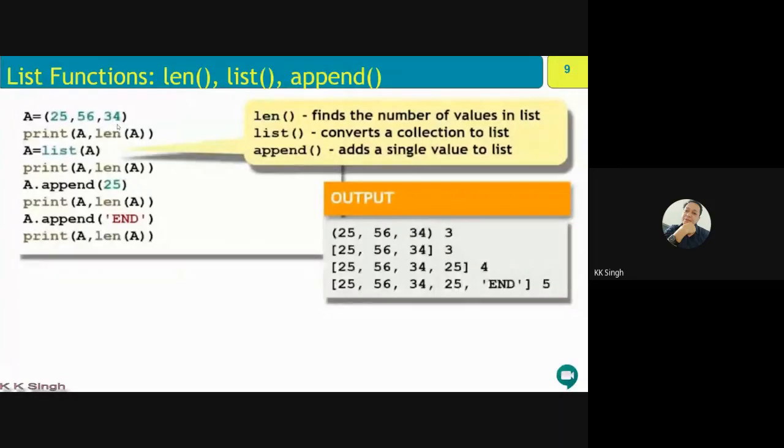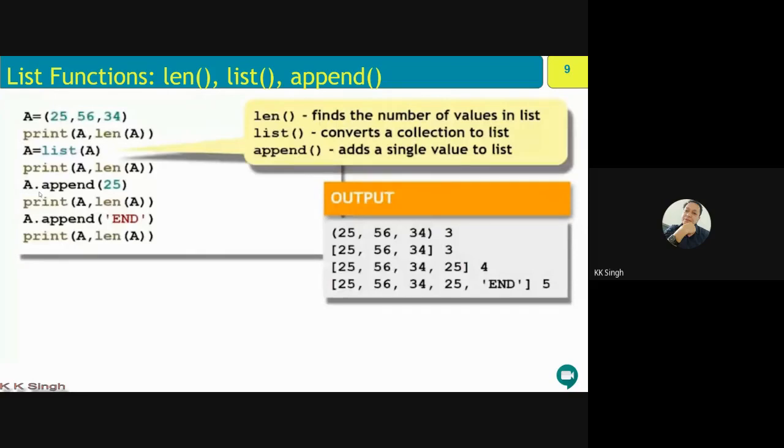Now, in place of parentheses or rounded brackets, we'll see the complete group of integers enclosed within square brackets. So see here, 25, 56, 34, and the length is 3. Now here, you'll observe a dot append. The append function is available in lists only. It is not available in tuples.